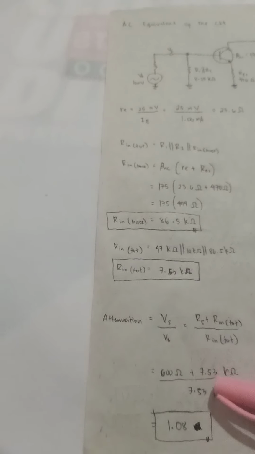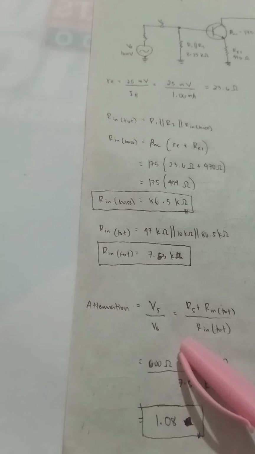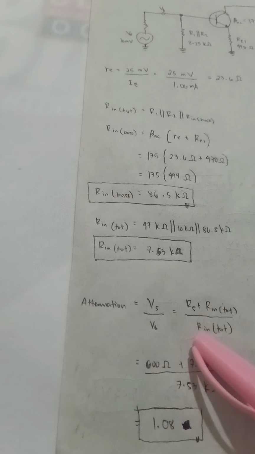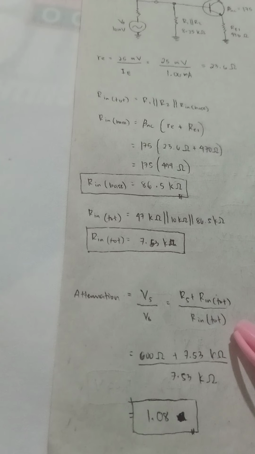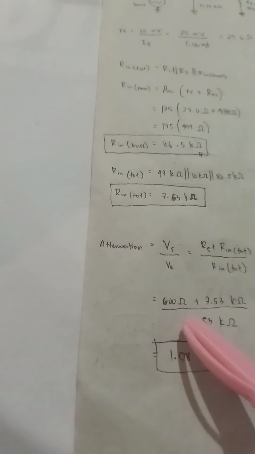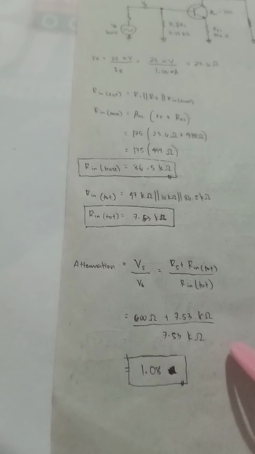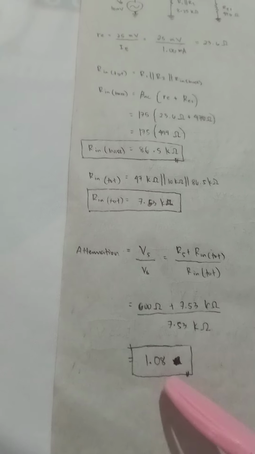Then you must solve for the attenuation from source to base. The attenuation is equal to the voltage from the source over the voltage at the base, so it is equal to RS plus R in total over R in total. So 600 ohms plus 7.53 kilo ohms over 7.53 kilo ohms, so the attenuation is equal to 1.08.